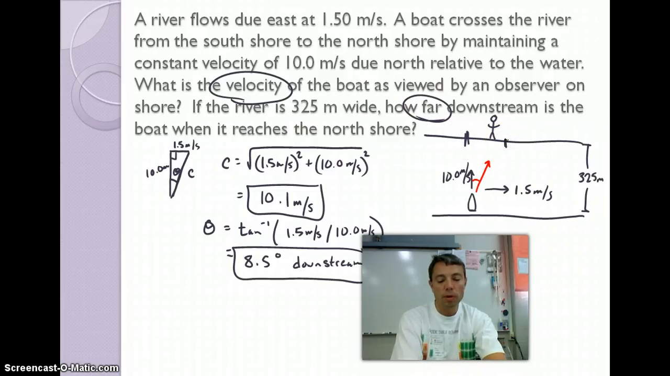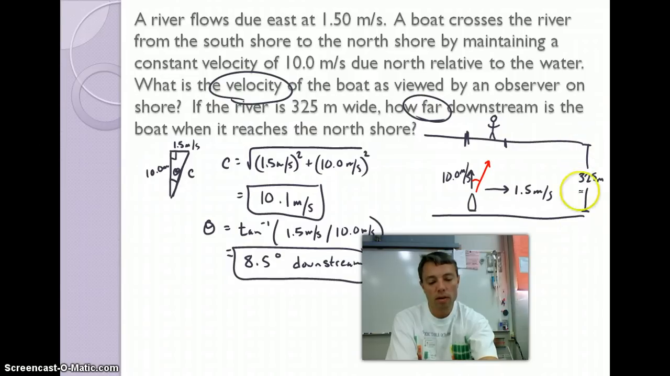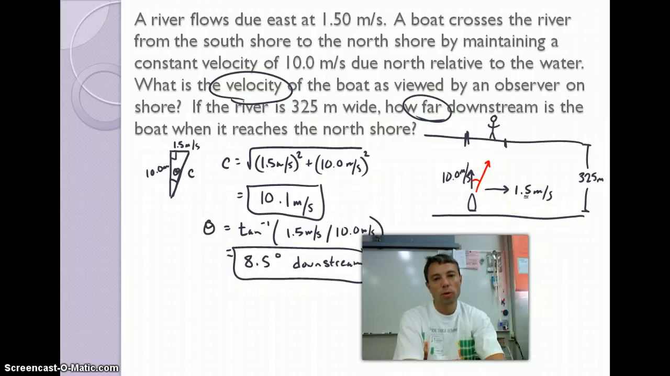Okay, the next thing I want to do is find out how far down the stream I end up. So now again, I'm going to base this off of that 325 meters. I'm actually looking at almost similar triangles. There's going to be this triangle that has one side of 325 meters, and then there's my velocity triangle, which had 10 meters. And so it's all going to be proportional, or I could set this up as a set of proportions. And so I'm going to do that.